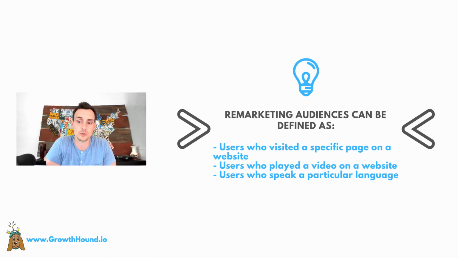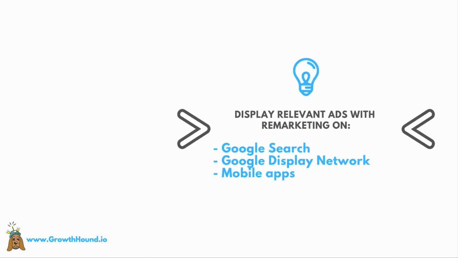Well, you could target users who visited a specific landing page, maybe from a previous marketing activity. Maybe there's a user who engaged with your site by playing a specific video that was enticing. Or you could even remarket to users that speak a specific language. So remarketing is super powerful, and it's a way to retain and reacquire users that had some interest but didn't really take that step that you needed in order to acquire them.